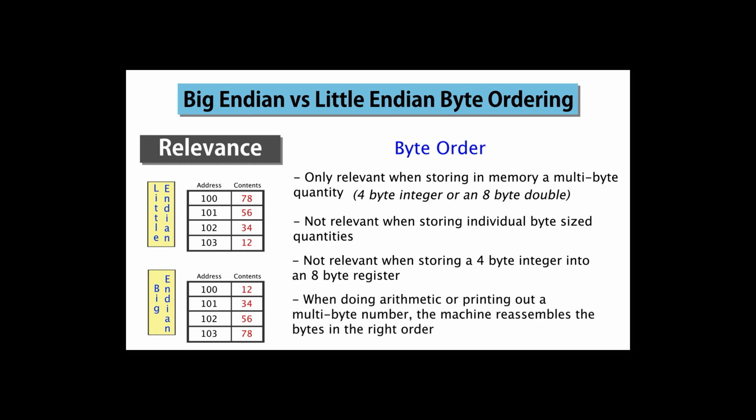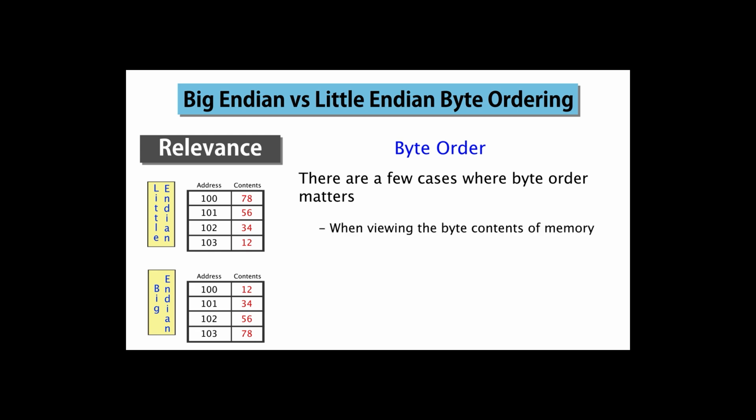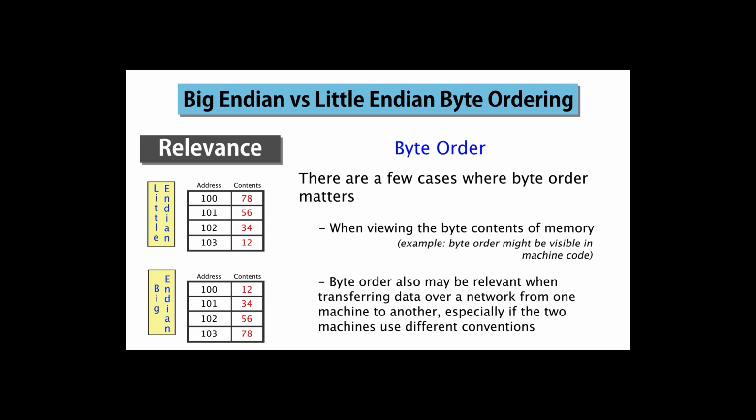Finally, when doing arithmetic or printing out a multi-byte number, the machine reassembles the bytes in the right order, and in most cases, the programmer doesn't really care about the byte ordering. There are a few cases, however, where byte order matters. When viewing the byte contents of memory, for example, when looking at machine code, the byte order may be visible. Byte order also may be relevant when transferring data over a network from one machine to another, especially if the two machines use different conventions. Most data transfer protocols take this into account.